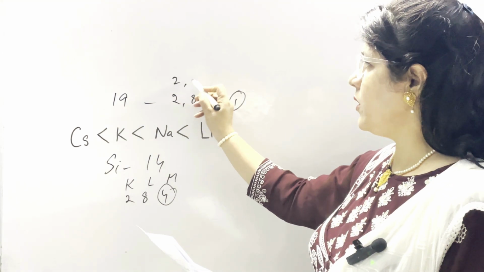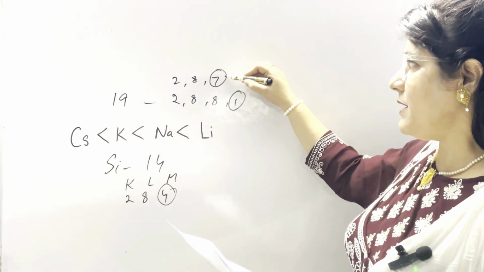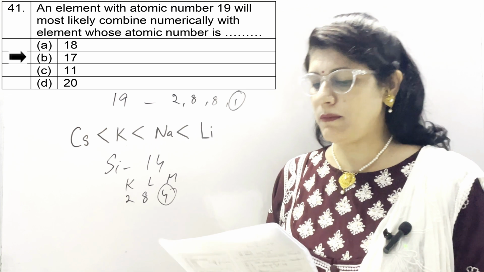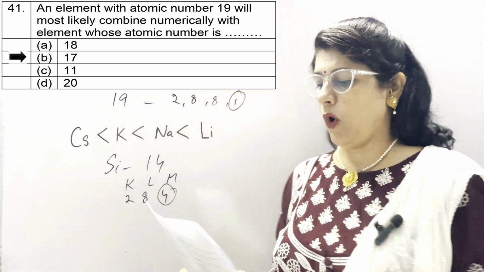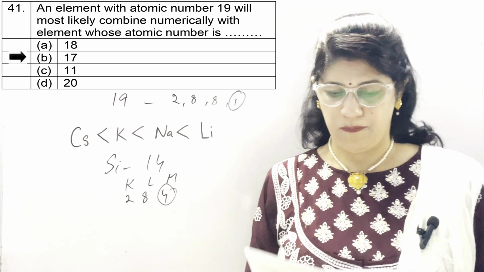17 is 2, 8 and 7. So it will combine with an element which has 7 electrons in its valence shell because it is easy to form a bond with them. So correct option is B, which is 17.